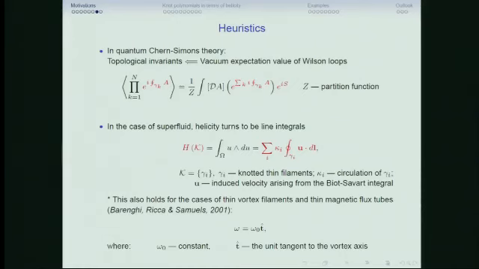In quantum Chern-Simons theory, a topological invariant can be constructed in terms of Wilson loops. I mean the vacuum expectation value of Wilson loops. Expectation value means a kind of average value. So that is the definition. Here, this is a Wilson loop. This is an action. Action is just a Chern-Simons action. In our case, the action is just a helicity.